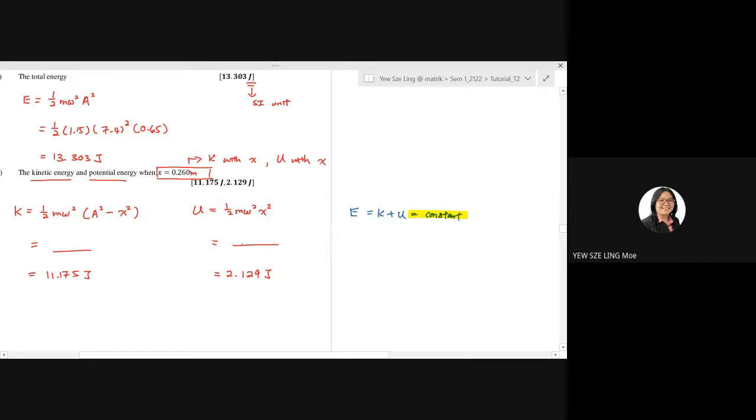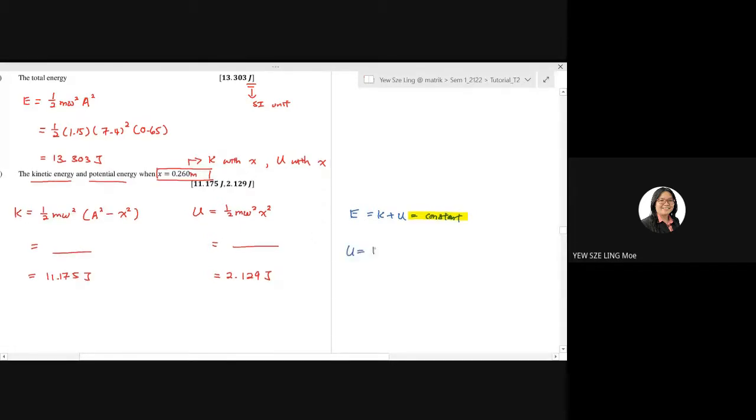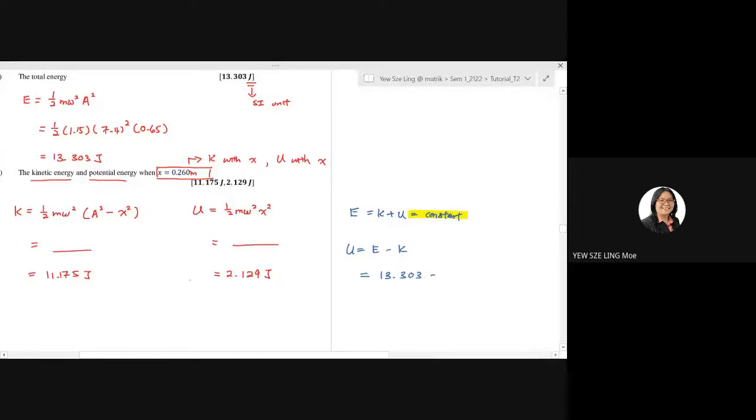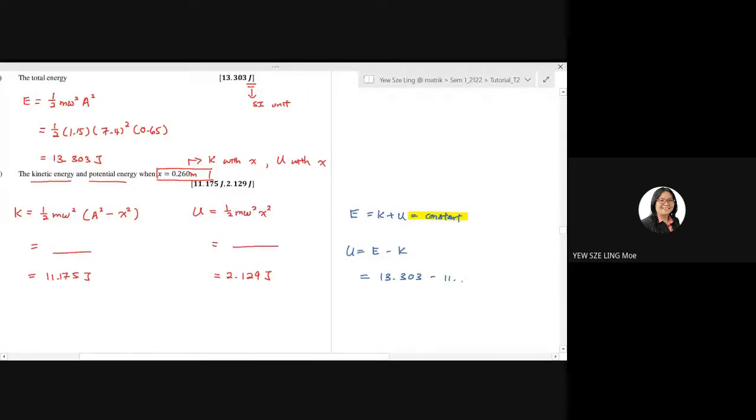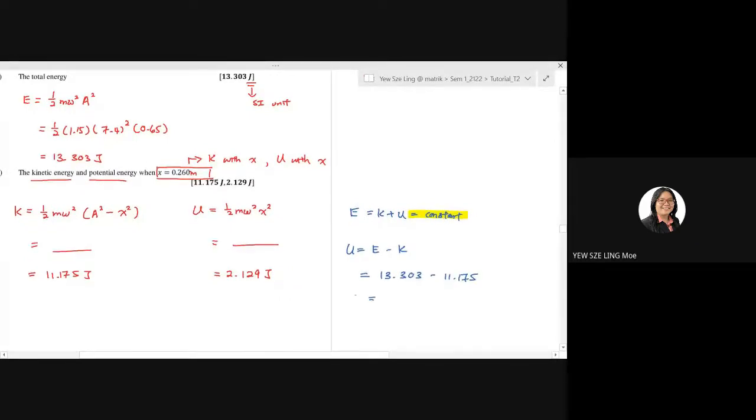Now let's look at the equations. You have two choices. Either you calculate K first, and then you determine U by using U equals E minus K, which from previous questions is 13.303 minus my K, which is 11.175. Then you obtain the final answer, 2.13 joule.